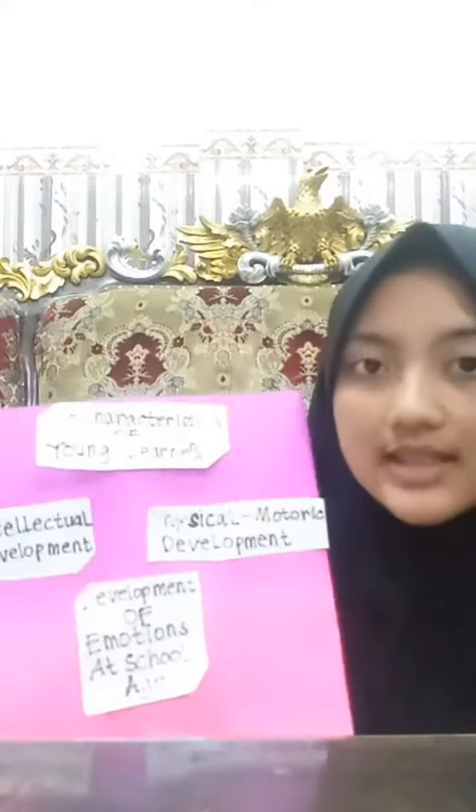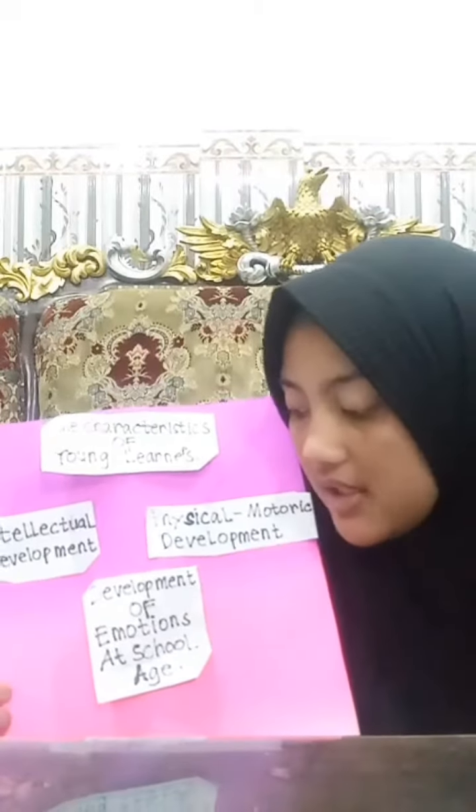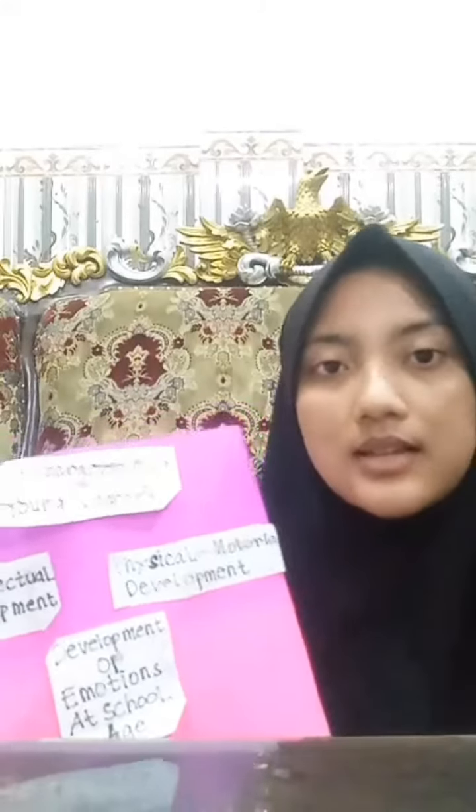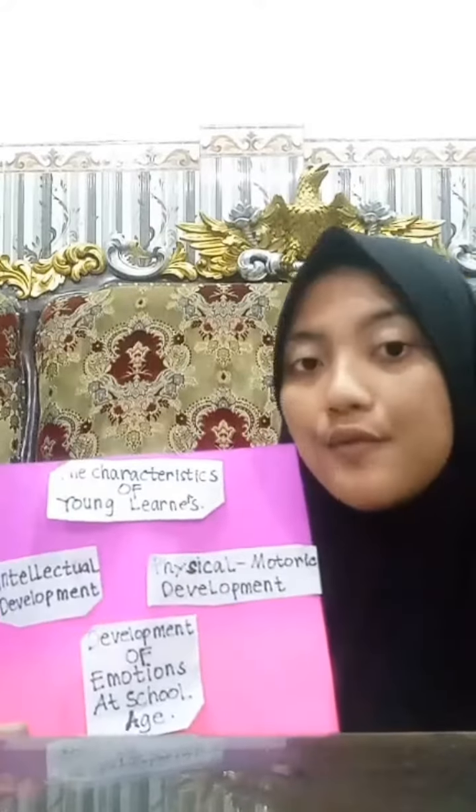Okay, number 3, the last, development of emotion at school age. Especially in high grades 4, 5, and 6, children begin to realize that expressing emotion in a raw manner is not accepted or not liked by others. Therefore, he began to learn to control the expression of his emotion.